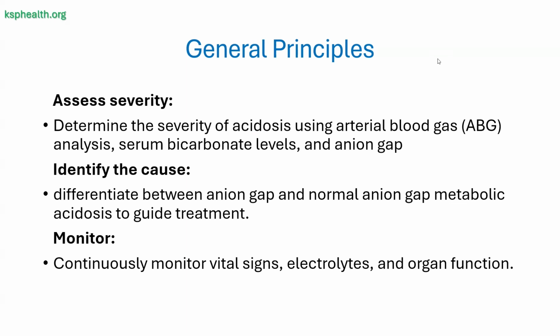When you're addressing, you need to assess the severity of the acidosis by checking the blood pH, serum bicarbonate levels, and the anion gap. That tells whether the patient has a high anion gap acidosis or normal anion gap acidosis. And identify the cause, as we mentioned earlier. Then monitor vitals, electrolytes, and organ function, because acidosis per se can affect all those three. In addition, shock states and sepsis can also affect vital signs, electrolytes, and organ dysfunction.